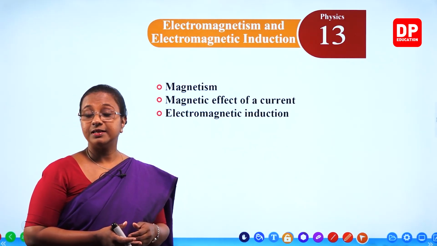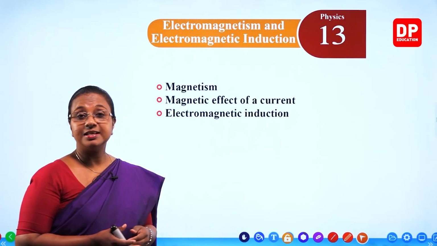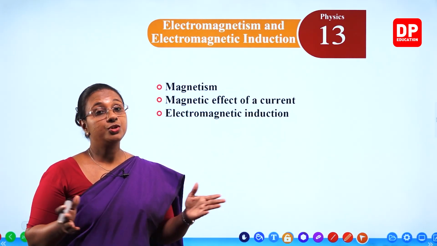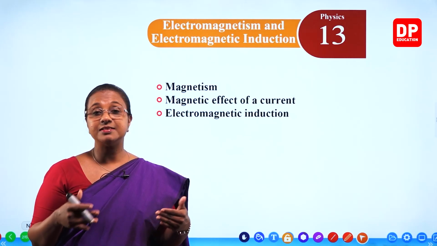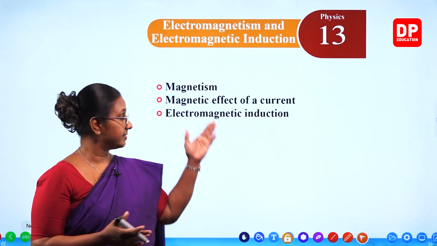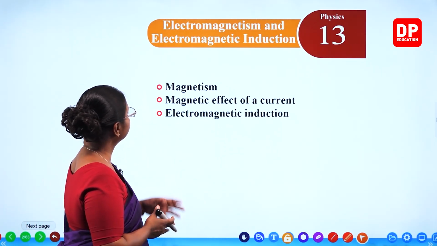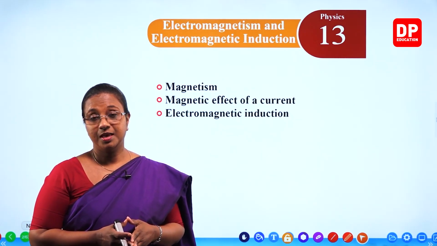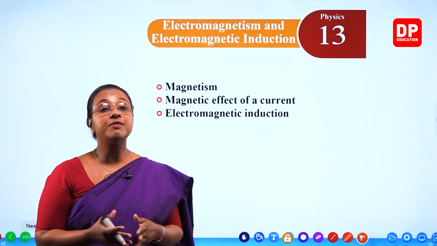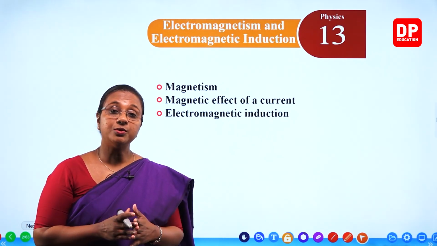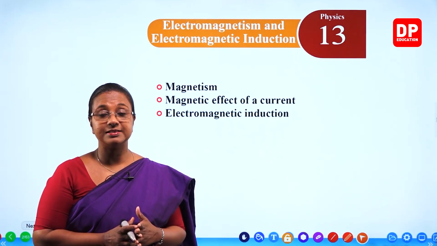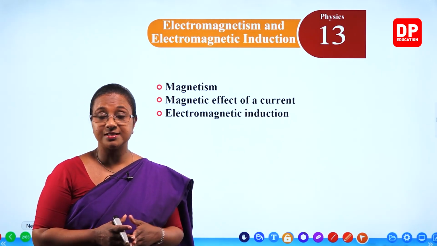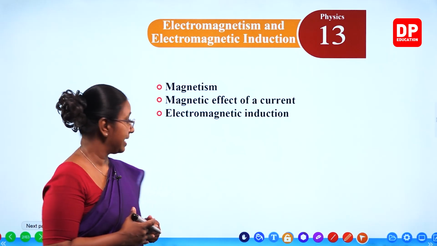Electromagnetism and electromagnetic induction. It is the 13th lesson, and as you can see, it is a physics lesson. So usually electricity, magnetism, all these come under physics. So under that, the first topic that we are going to discuss is magnetism. Magnetism is a property of magnets. So we will try to understand what magnetism is. You are already familiar with this concept, but we are going to discuss it in a little bit more detail.